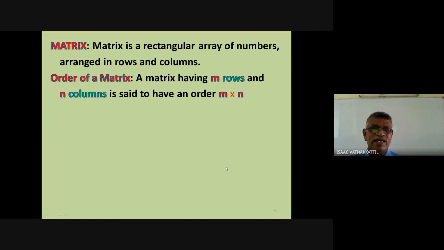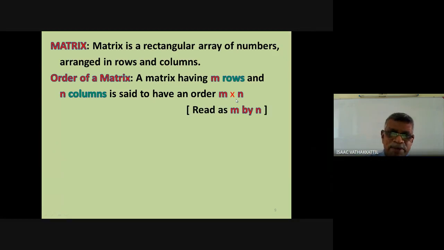M rows and n columns is said to have an order m by n. We read it m by n, written m into n, but we never read it m into n. You know, the measurement of a room is 24 by 12. It is written as into, but we read it by. The order of a matrix having m rows and n columns is said to have an order m by n.